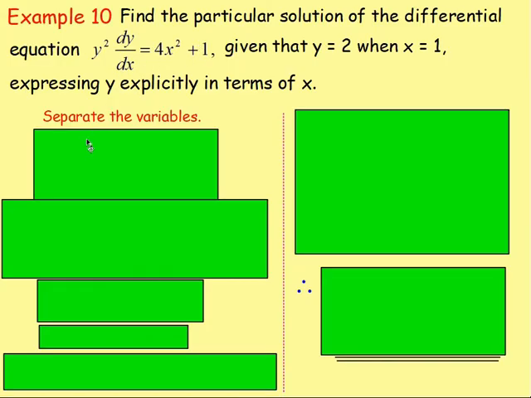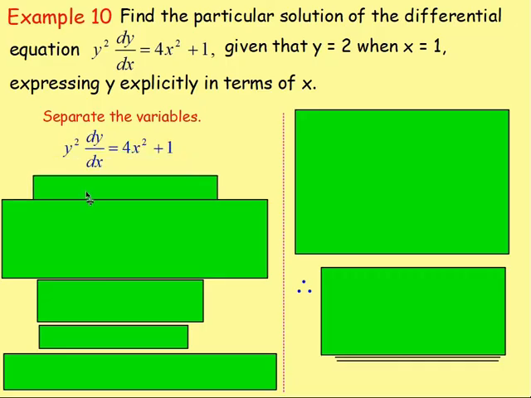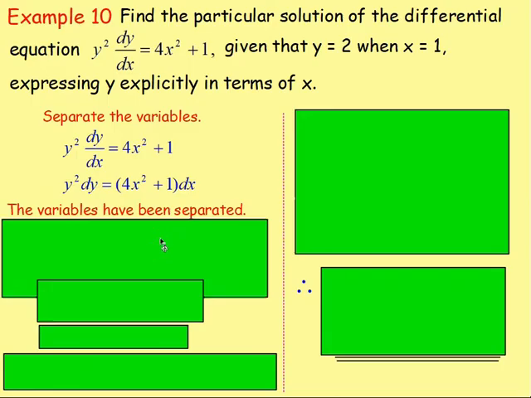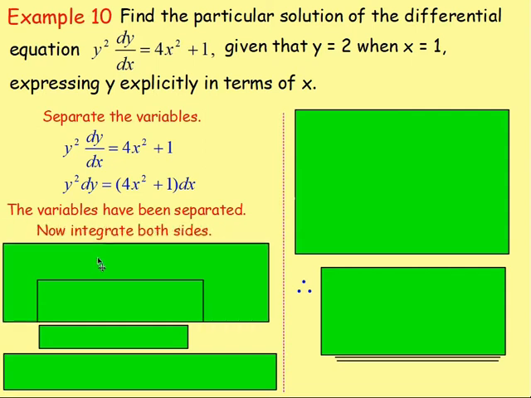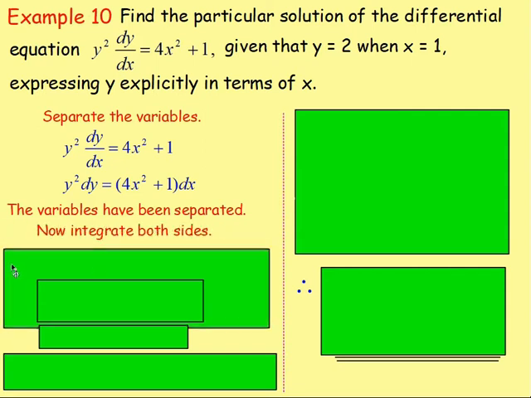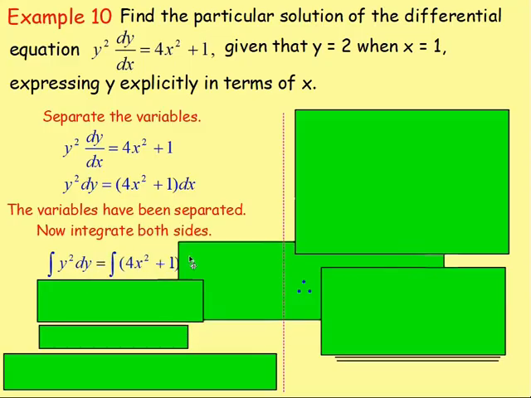So, let's multiply both sides by dx. If you do that, then you will end up with y squared dy equals 4x squared plus 1 dx. Now, you can see the variables have been separated. High five! From there then, where do you go? Perfect, you will now integrate both sides. So we want to integrate y squared dy, and we're integrating 4x squared plus 1 dx.